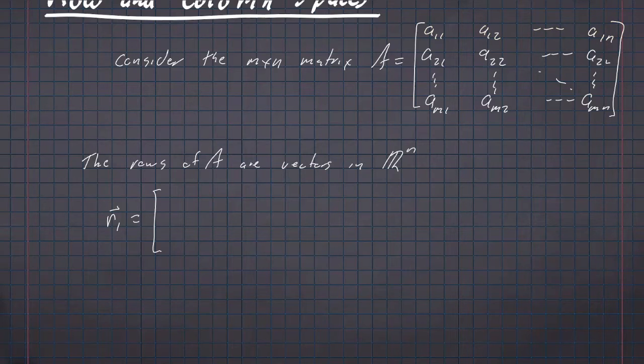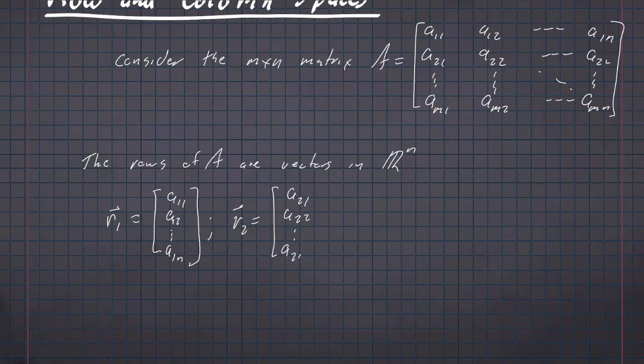So the first row has A11, A12, down to A1n. The second row has A21, A22, down to A2n. And the mth row, Rm, has entries A M1, A M2, down to A Mn.